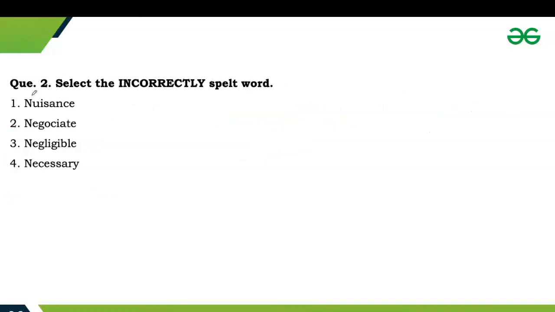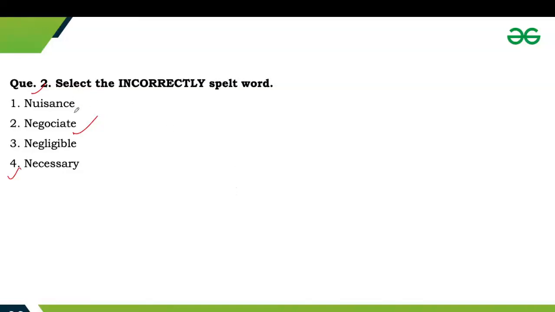Next one is question number second. Select the incorrectly spelled word. So we have four words. First one is nuisance. Second one is negotiate. Third one is negligible, and the fourth one is necessary. So you have to identify that word which is incorrectly spelled. So find that incorrect one.